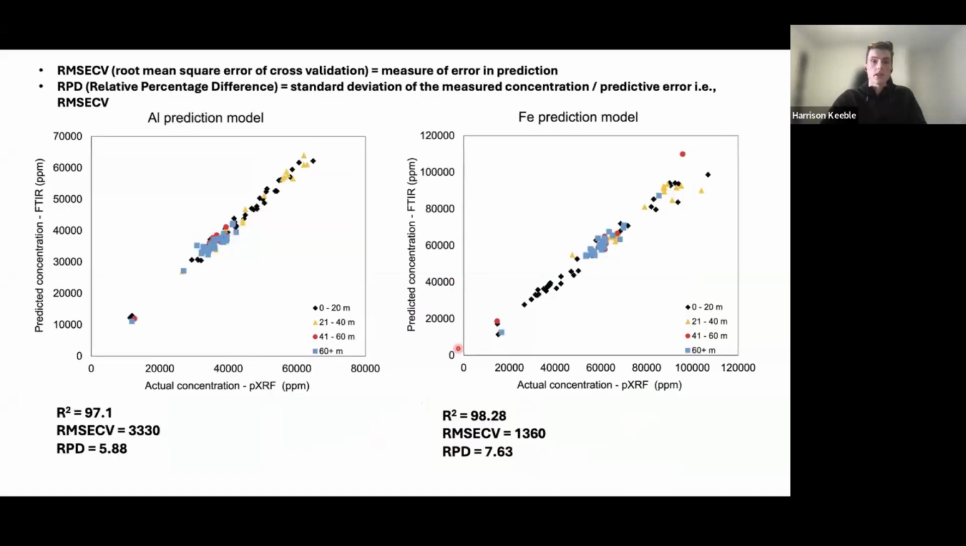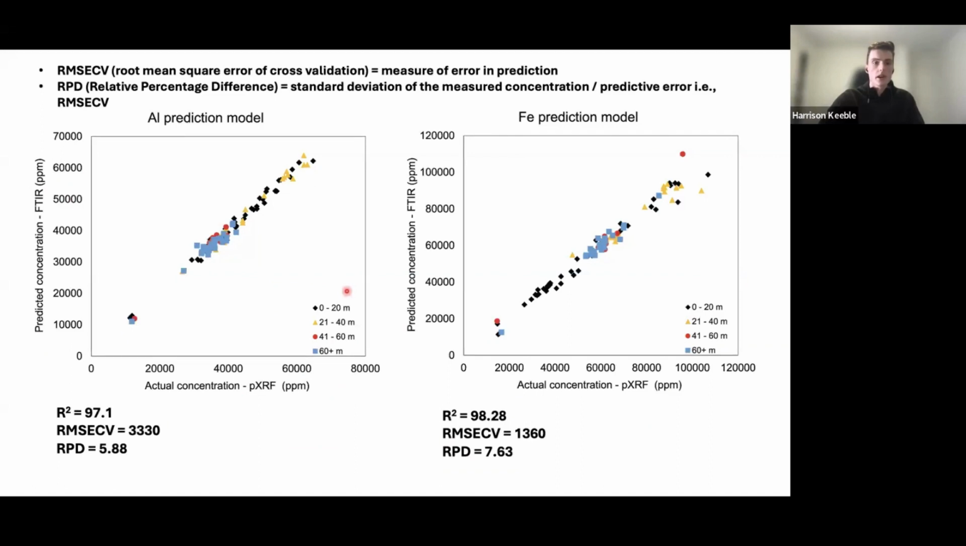So here are some of the results. There's a lot going on on the screen, but I'll walk you through it step by step. Initially, with these figures, we have the predicted concentration plotted against the absolute concentration. The predicted is from the algorithm used to predict the chemistry purely from the spectral data. You can see those plotted as different colors and shapes based on depth of collection. This is all samples from within the regolith.